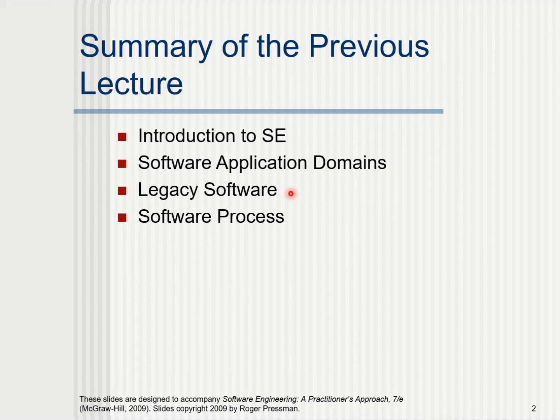So we have seen various domains, and after that we saw the concept of legacy software, which is basically old software that needs enhancements and extensibility to maintain or to cope with the current needs of the business. Finally, we saw the software process. The whole software development life cycle process was discussed, in which we started from requirement gathering till the deployment phase.